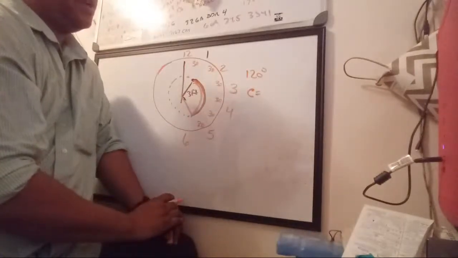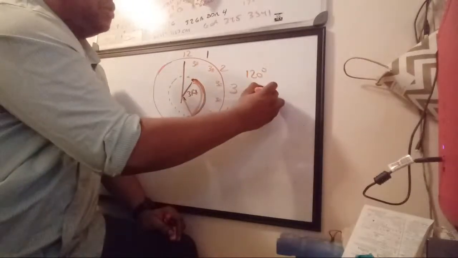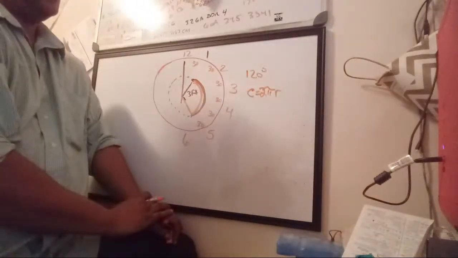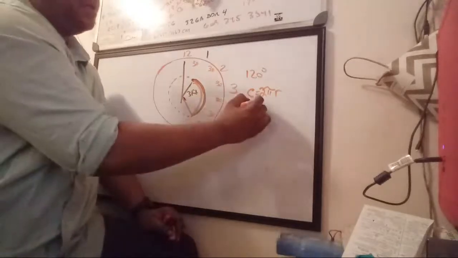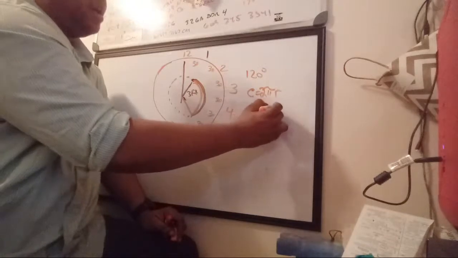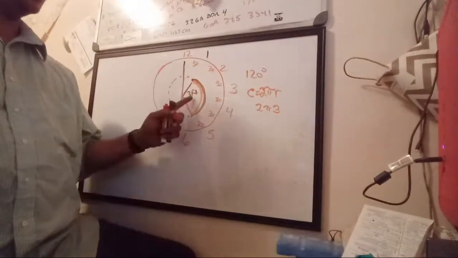I can't hear you, dear. Is it 2 pi radius? 2 times pi times the radius. All right. Or we could say, in our case, 2 pi times 3, because the radius is 3, right?